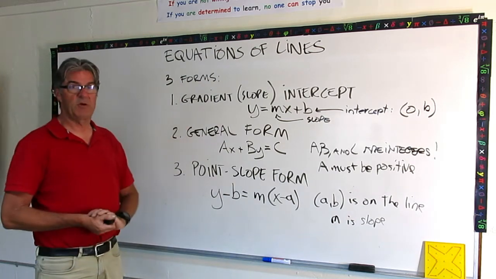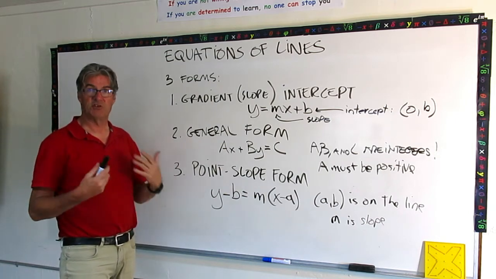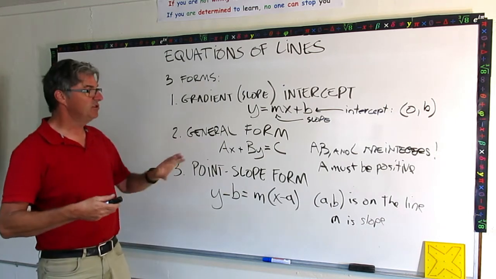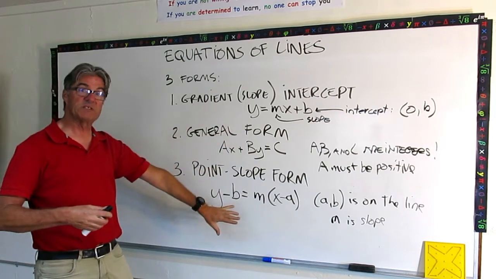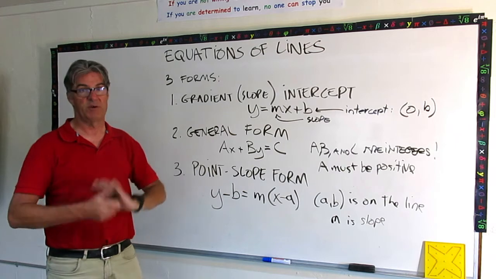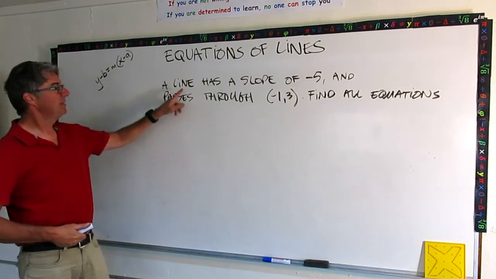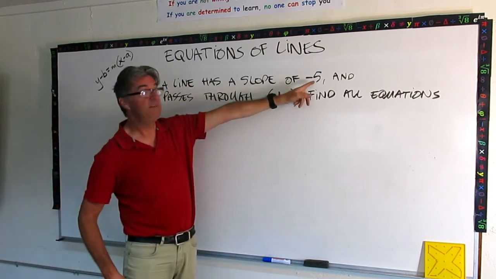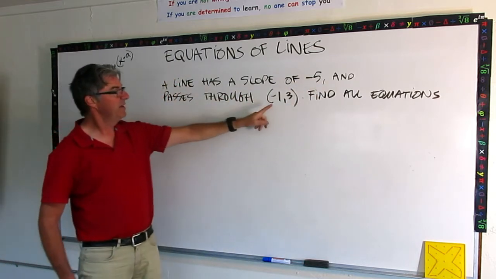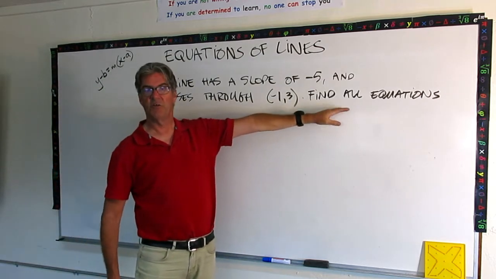So a word about these 3 equations. First off, you're going to need to be able to bounce around between the forms. I'm going to show you that. You also need to learn to use whichever form works best for the information that you have. And that's a future lesson. We'll go into the details of that. Okay, let's do a problem. Here's a setup. A line has a slope of -5, and it passes through the point (-1, 3). And here's your instruction: find all equations.